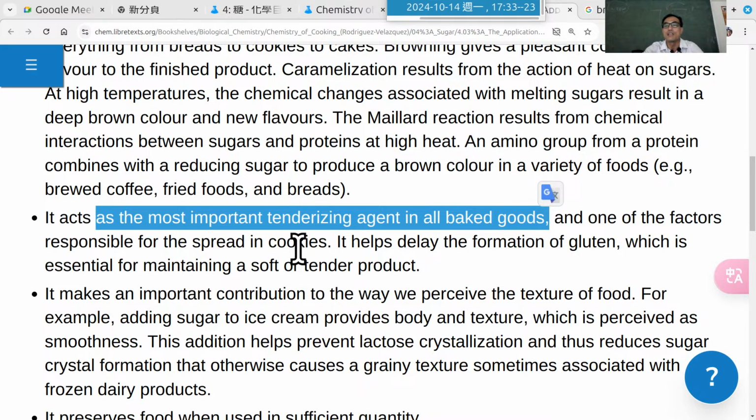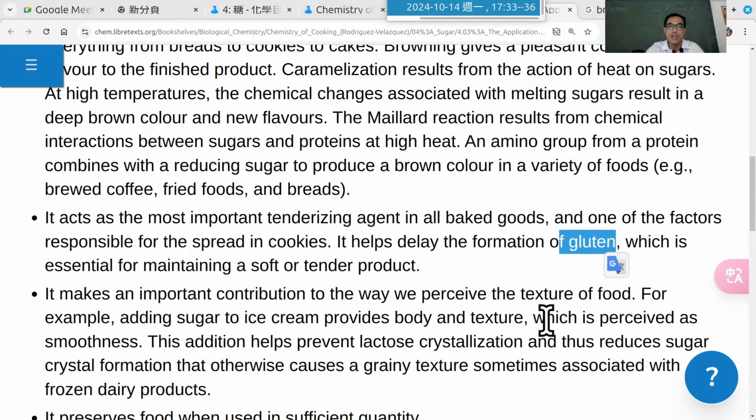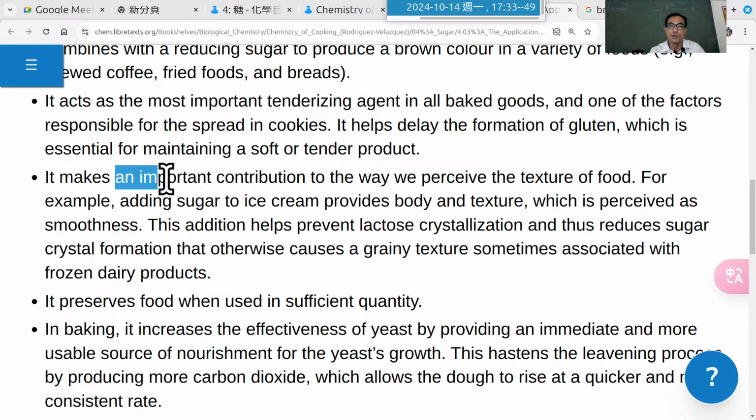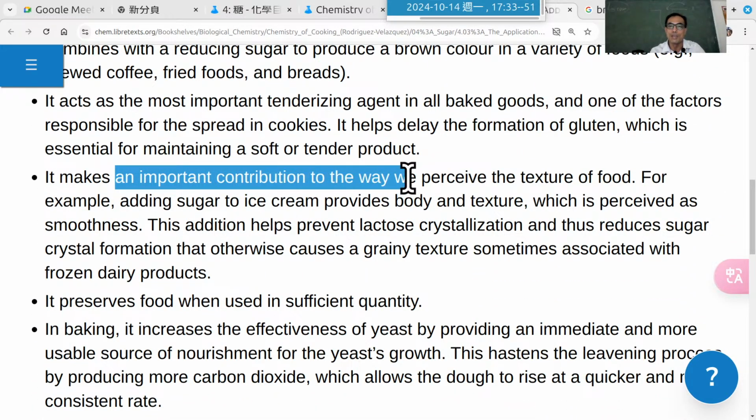The texture is really good. And it is one of the factors responsible for the spread in cookies. It helps delay the formation of gluten, which is essential for maintaining a soft or tender product. Okay, that is another contribution from free sugars. It makes an important contribution to the way we perceive the texture of food.